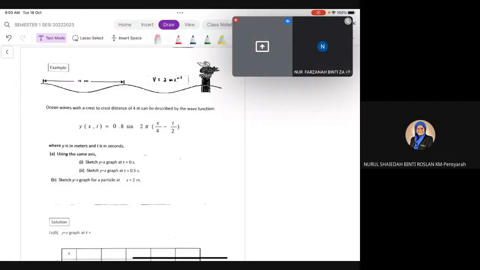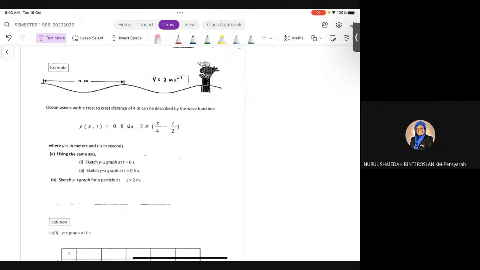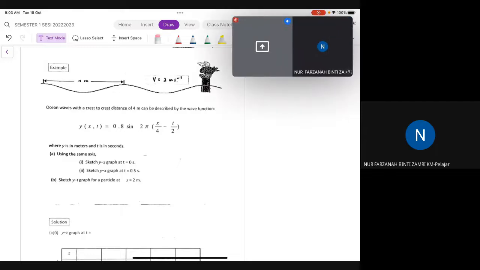Mana yang lain ni? Dengar tak Madam cakap? Dengar, Madam.